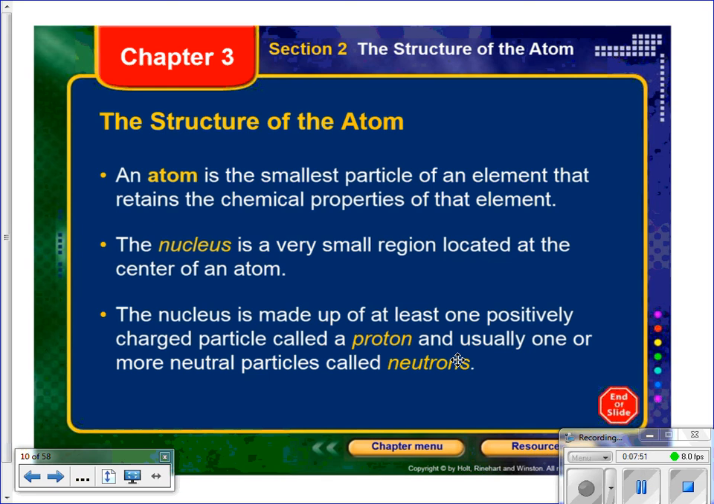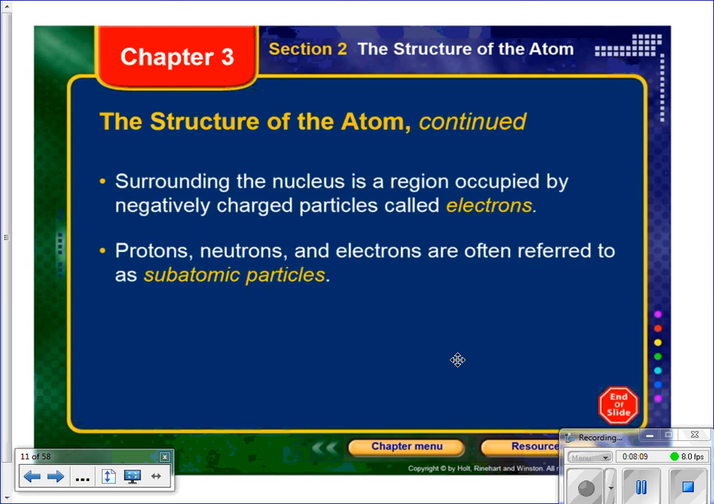We know the nucleus, the small center of our atom, contains our protons and neutrons. Protons are our positively charged particles. Neutrons are neutral particles. Protons and neutrons are very similar in mass, so they're about the same size. We know that surrounding our nucleus and orbiting in a cloud, we have electrons that have negative charges.